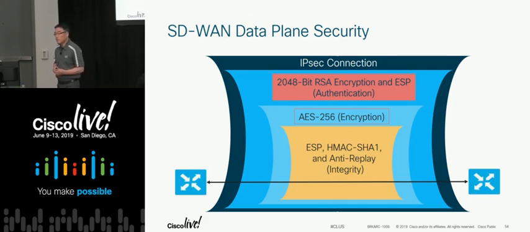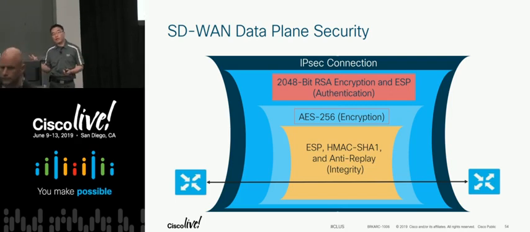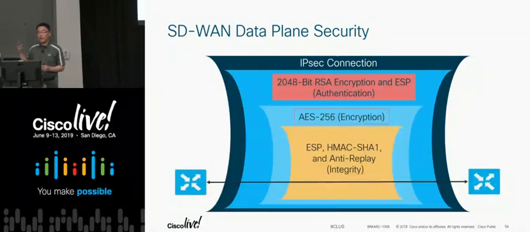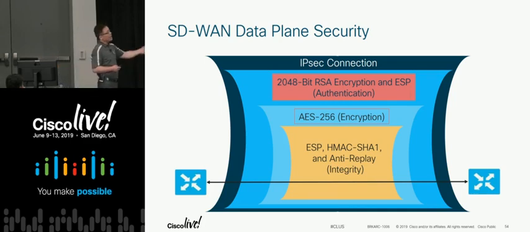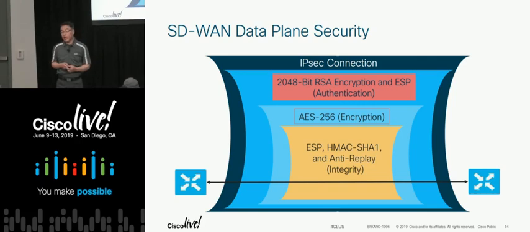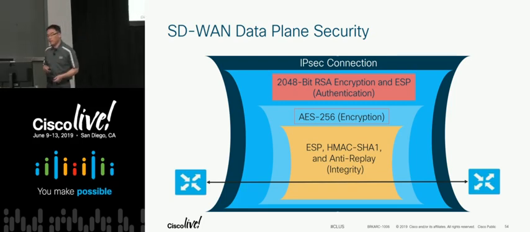IPsec data plane. So all the traffic in the SD-WAN fabric is IPsec encrypted. And there are 3 elements to ensure that IPsec connections are secure. The first one is authentication, to authenticate the origin of the data. For that, we're using 2048-bit RSA. The encryption itself is using AES 256-bit cipher, and the ESP HMAC SHA-1 and the anti-replay are going to ensure the integrity of that data.